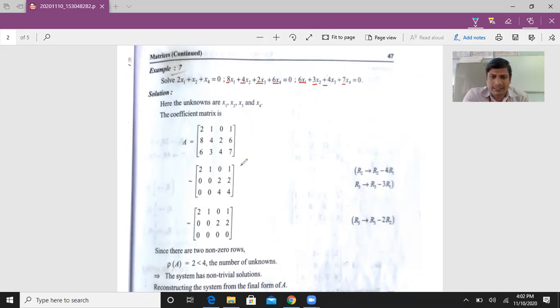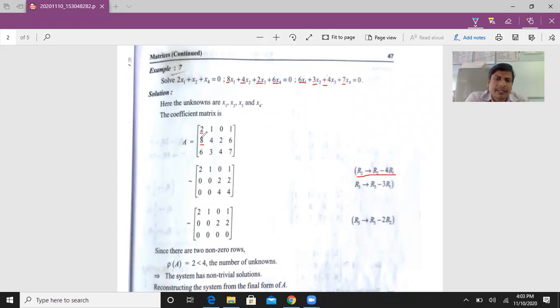After that, the row operation, that is R2 equal to R2. R2 means 8 is there, here 2 is there in R1. That's why I am multiplying 4 to the first equation, that is the first row. After that, 4 into 2 is 8, that is plus 8 minus 8, that is 0. That's why R2 equal to R2 minus 4R1.